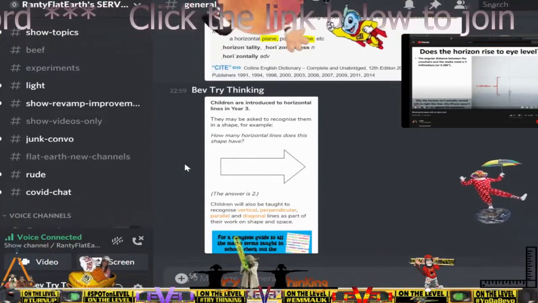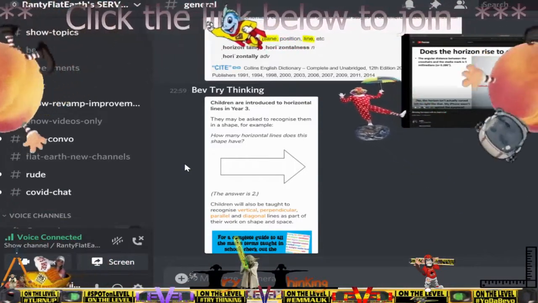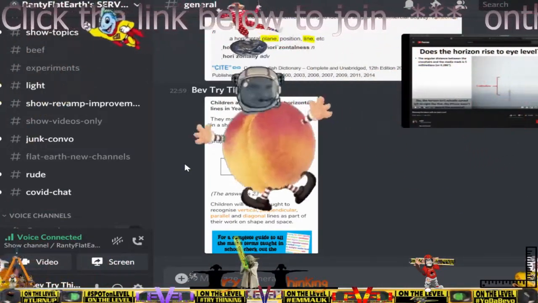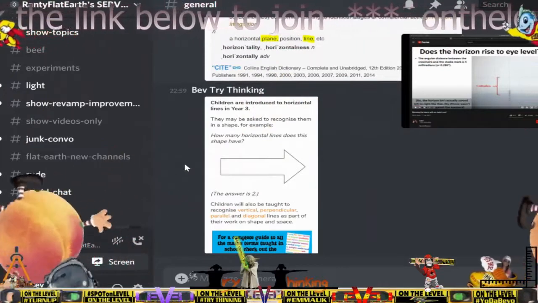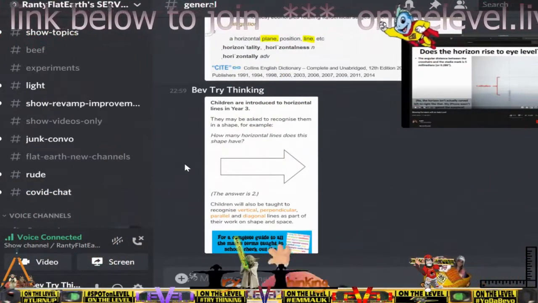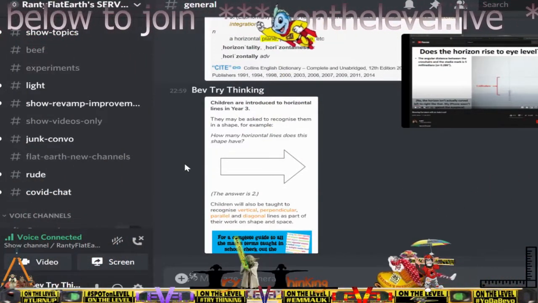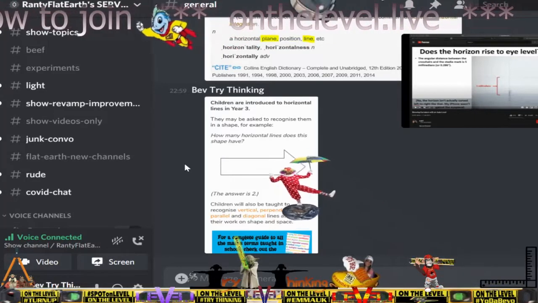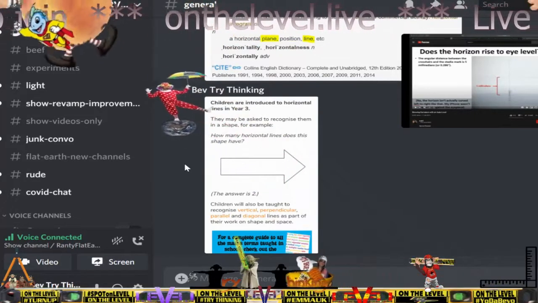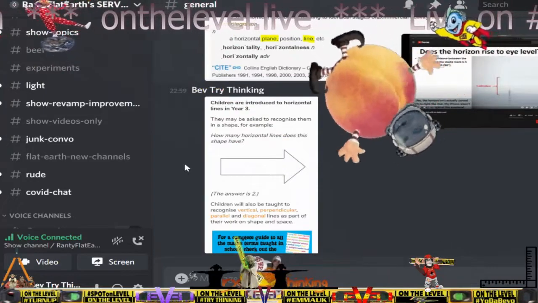Can I get a poll of everyone in the chat at the moment as to who has actually applied the angular resolution formula for themselves to any observation? Who cares? What does that have to do with this horizon issue? Someone just use it as an excuse, right?